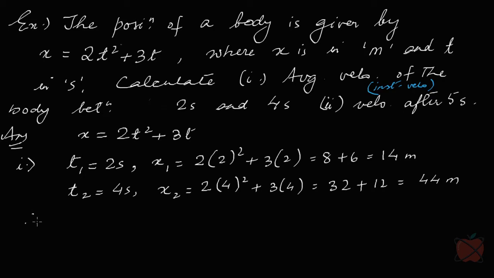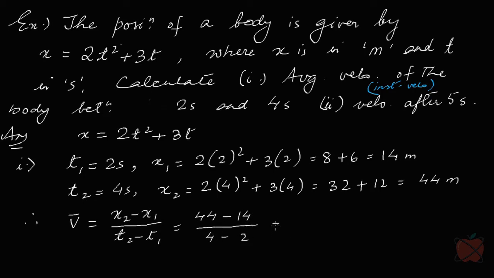Okay, so therefore average velocity is x2 minus x1 divided by t2 minus t1. So x2 here is 44, minus x1, which is 14, divided by t2, which is 4, minus 2. So 44 minus 14 is 30, divided by 4 minus 2 is 2, so that will be 15 meters per second.